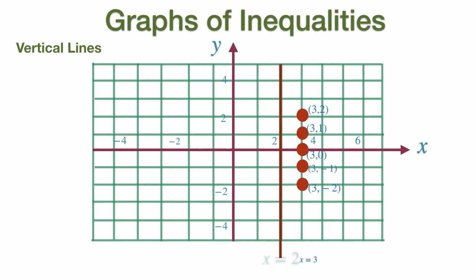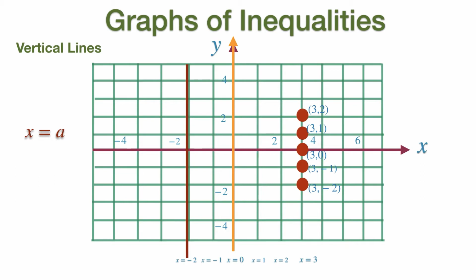On the other hand, if the line is passing through 2 on the x-axis, the equation of the line will be x equals 2, and if it's passing through 1, it would be x equals 1. Therefore, the equation of the line passing through the y-axis is x equals 0, and so on. Any vertical line has the equation of the form x equals a, where a is a fixed constant.